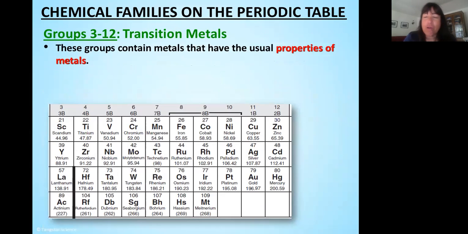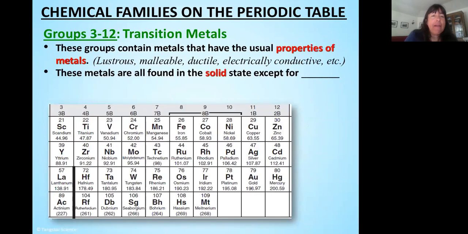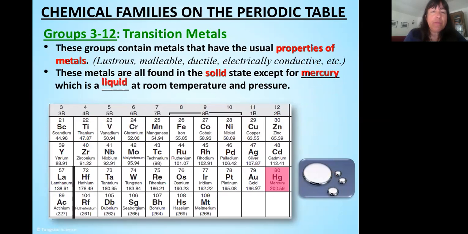There's carbon, there's copper, not carbon, dude. There's copper, there's iron, there's chromium, there's gold, there's silver, there's mercury. You know these, platinum. Some of them you don't know, but the common ones are here, iron. All right, so here's the usual properties of metal, if you're asking what does that mean. And these metals are found in the solid state except for Hg, which stands for mercury. That is the one liquid, which is a liquid at room temperature. We'd already talked about that.